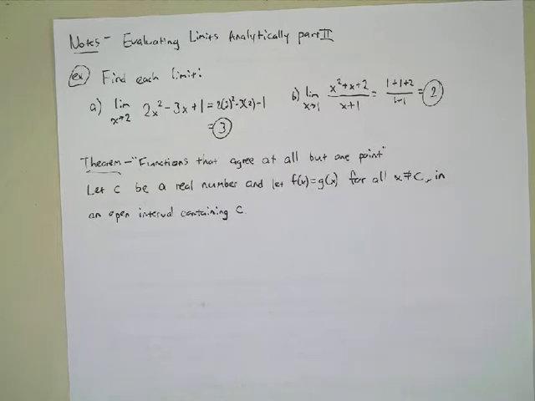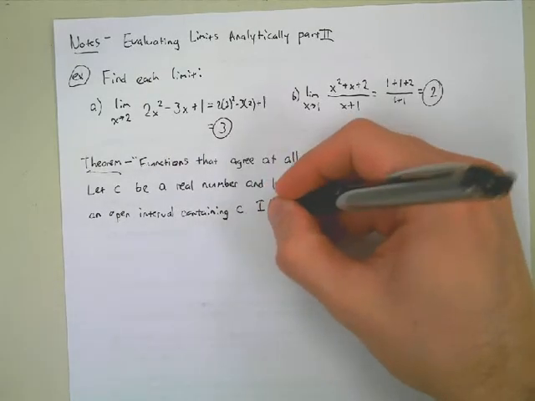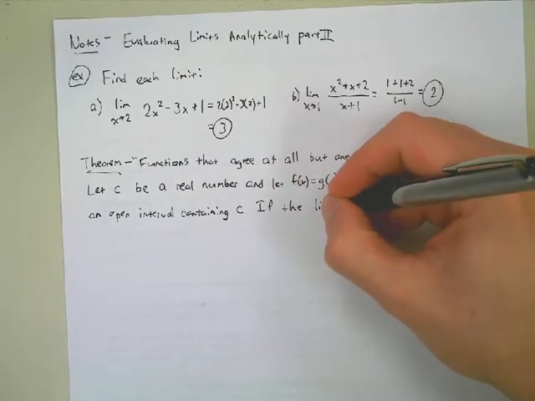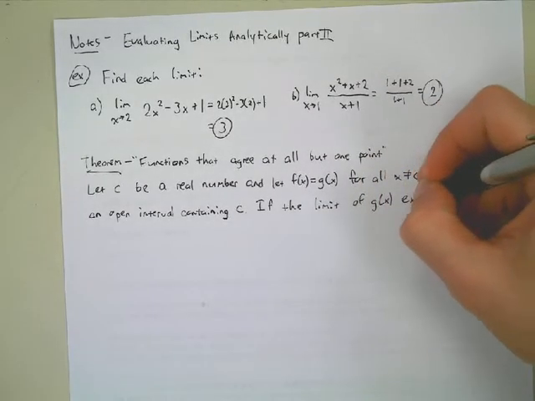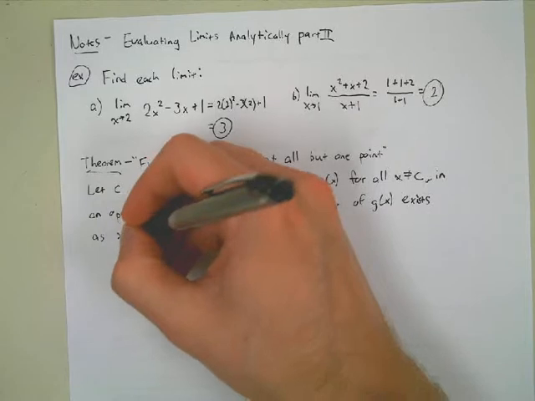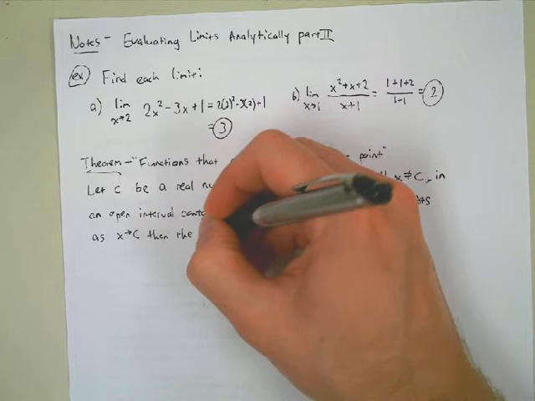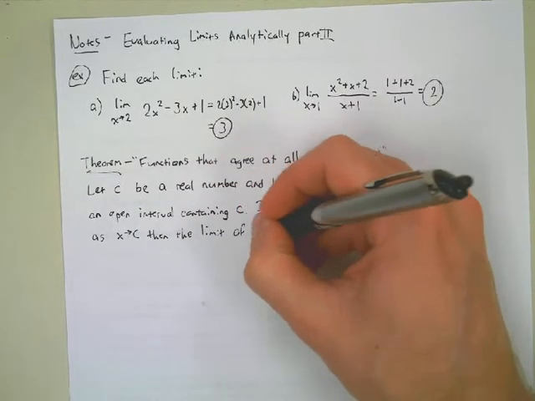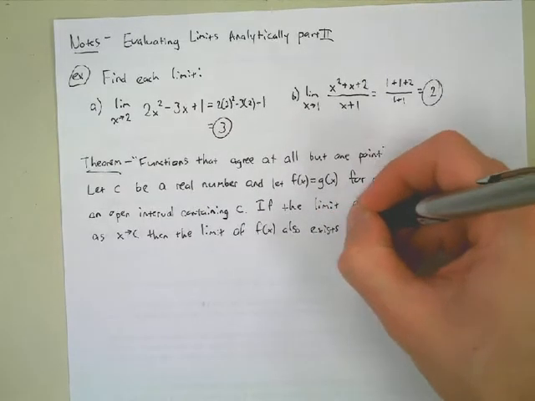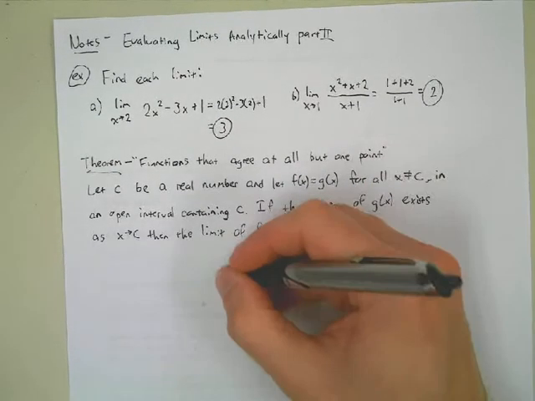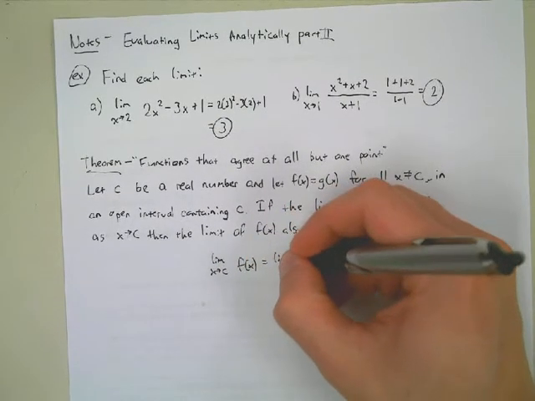All right. In an open interval containing c, that is the end of a sentence. If the limit of g of x exists as x approaches c, then the limit of f of x also exists, and the limit as x approaches c of f is equal to the limit as x approaches c of g.